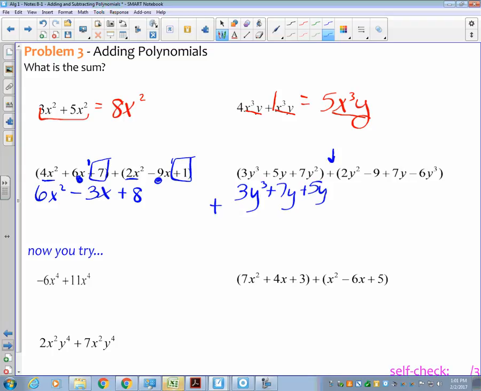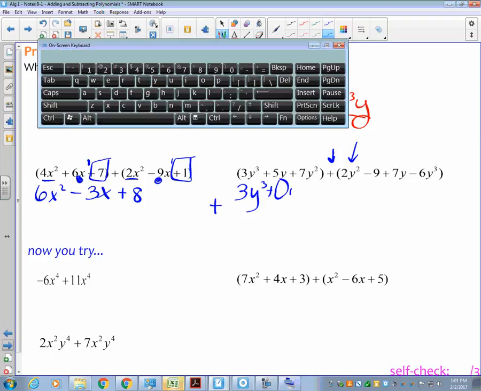And then I'm going to put my 2y squared. Oh, this one doesn't have a y squared. Sorry. So when you stack them, you have to leave a placeholder for the ones you don't have. Oh, wait, hold on. I have it. 7y squared, 5y. I just didn't write the squared. Okay, now I got it.